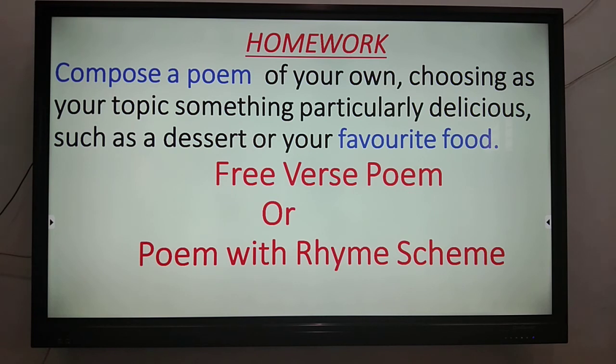And a tip here for you, or a hint, is that for rhyme scheme and rhyming words, you may Google for synonyms. Yes, and you may Google for rhyming words which will help you to compose your poem. So for a free verse poem, use synonyms, and for a rhyme scheme, you may use rhyming words.